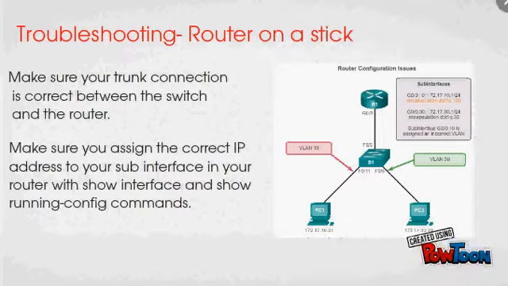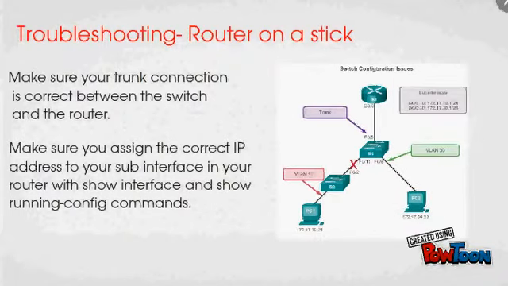Troubleshooting for router on a stick. Make sure your trunk connection is correct between the switch and the router. It's recommended to use redundant links and alternate paths. Make sure you assign the correct IP address to your subinterface in your router with the show interface and show running-config commands.